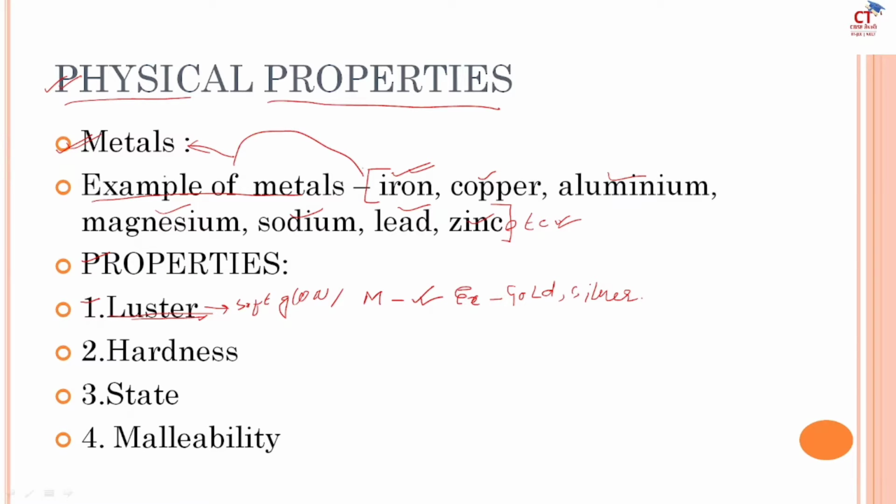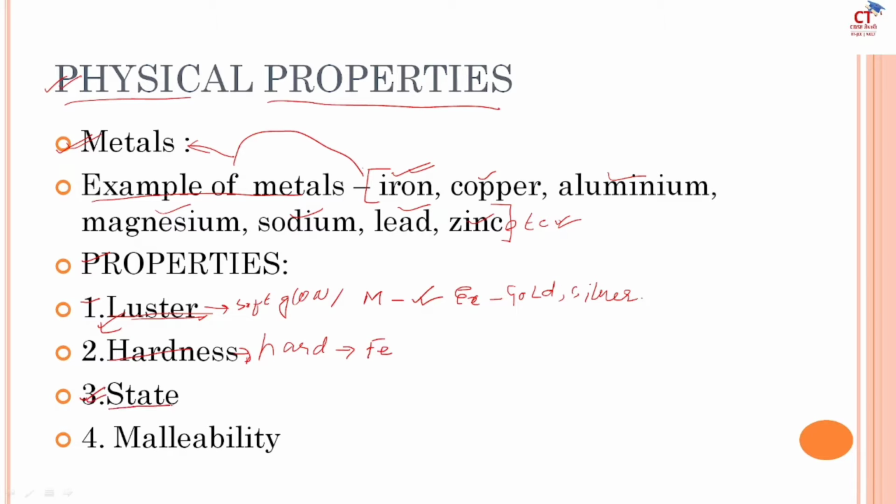Hardness, that is whether they are hard or soft, what is the nature that metals show. Metals are generally hard. For example, Fe, that is iron.